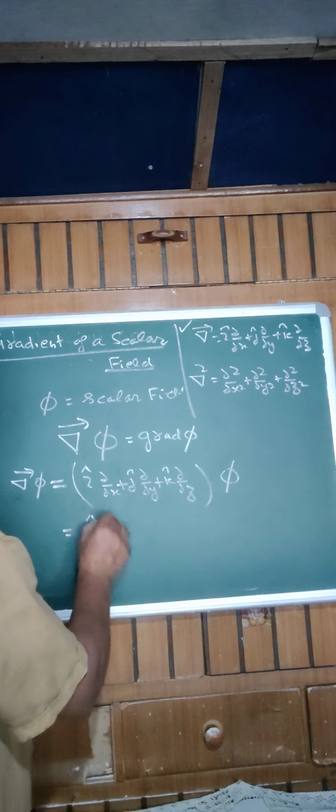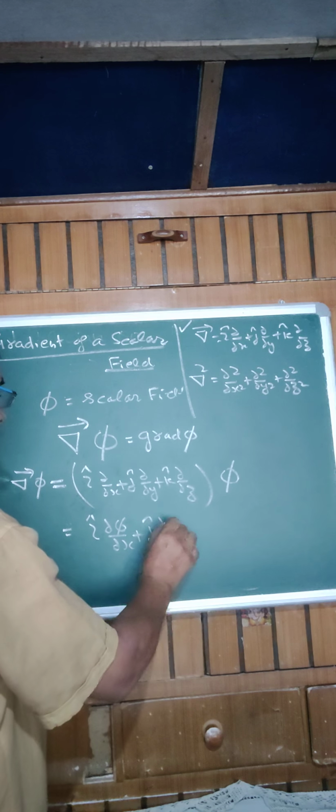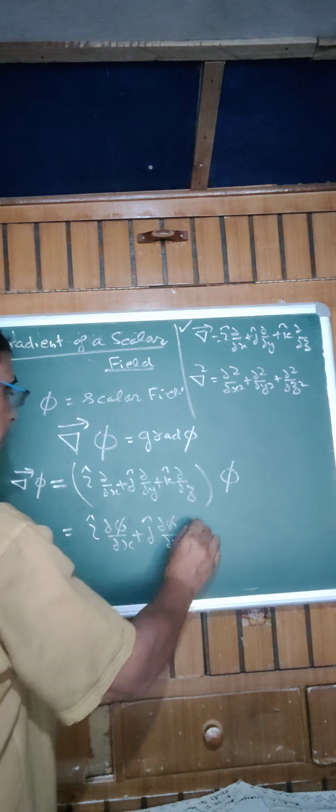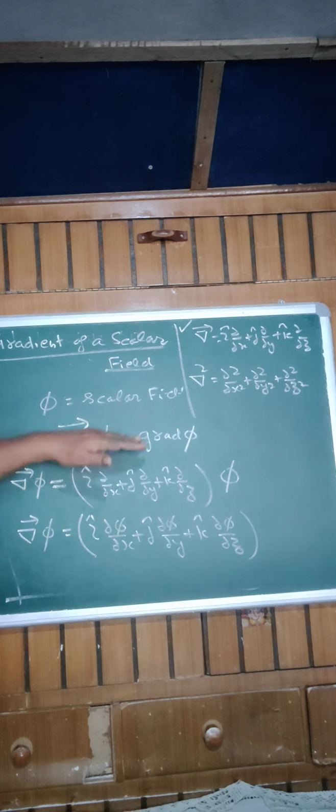So this is i del phi by del x plus j del phi over del y plus k del phi over del z. This is known as del phi. This is known as the gradient of a scalar function or the gradient of a scalar field.